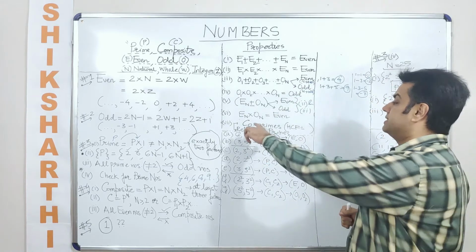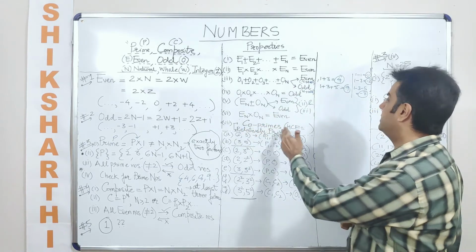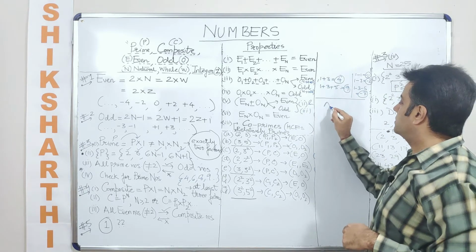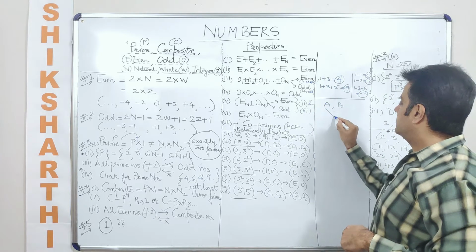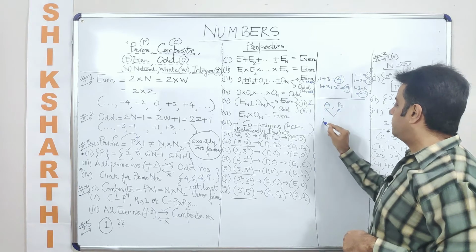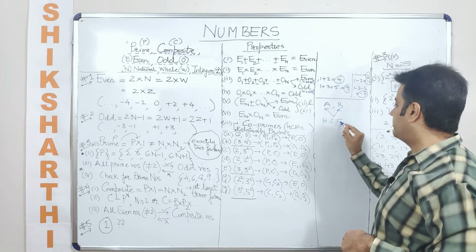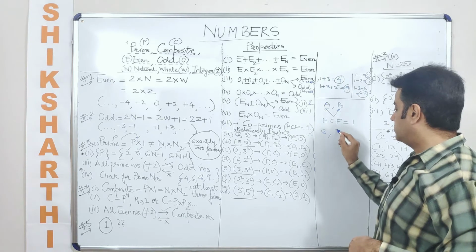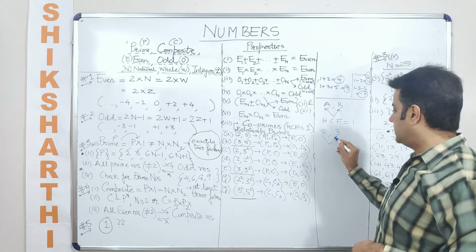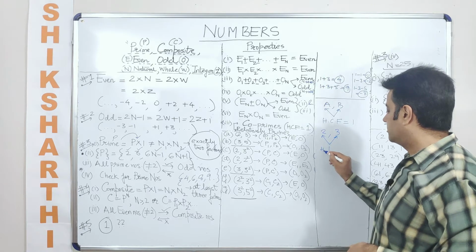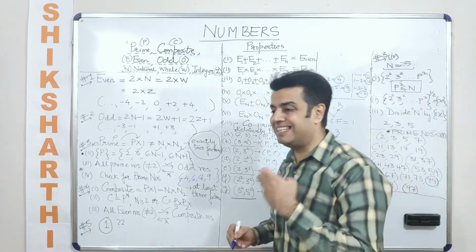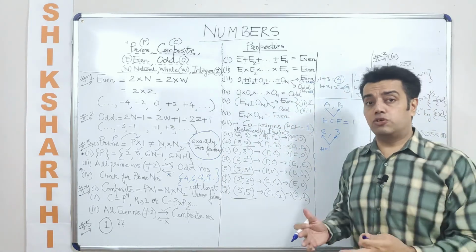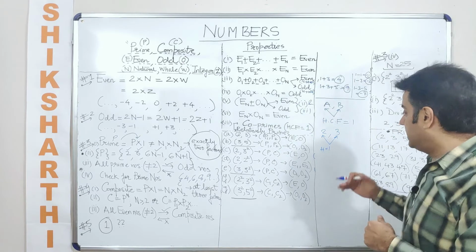Okay, so we are going to discuss the concept of co-primes or relatively primes. Now what is the meaning of co-primes? If there are two numbers, let us say A and B, such that their HCF, highest common factor, is equal to 1. For example, 2 and 3, their HCF is 1. If the highest common factor between them is 1, then they'll be known as co-primes.